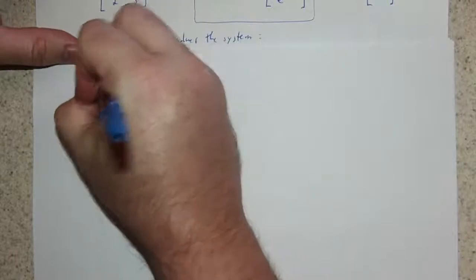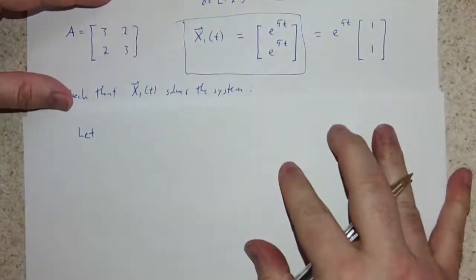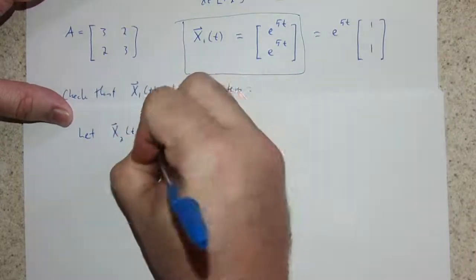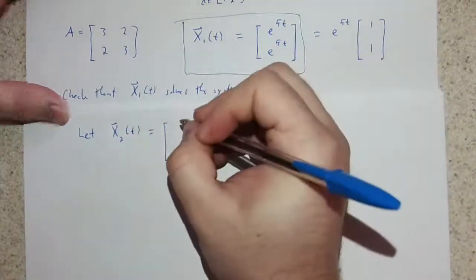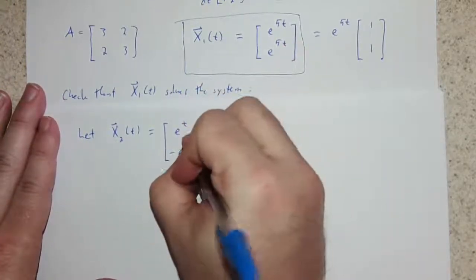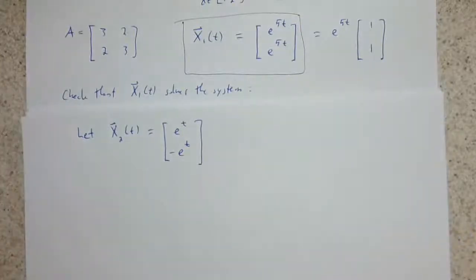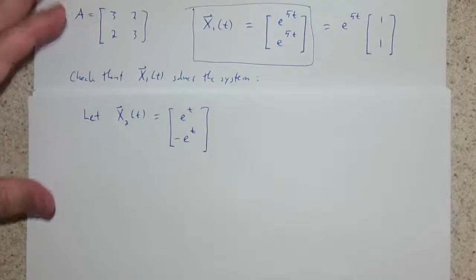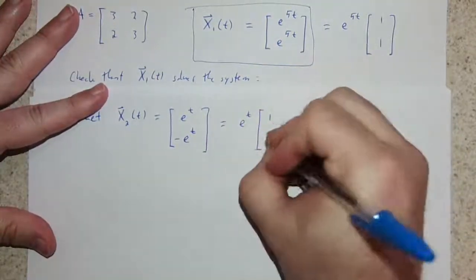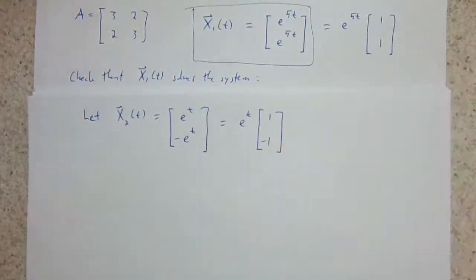So let big X2 of t be equal to the vector e to the t, minus e to the t. Now, if we were writing this a little bit more conveniently, we could write this as e to the t times the vector 1, minus 1. You might say, why would I do that? Just like I did up here. It will become clear eventually.